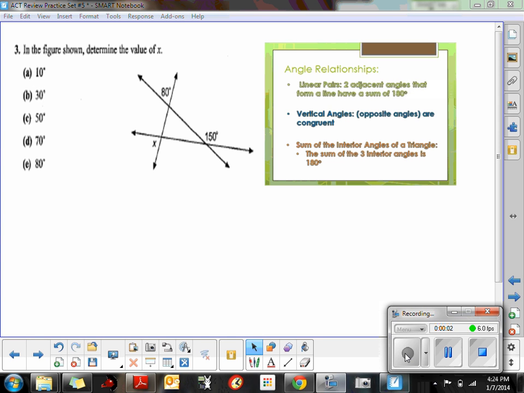Question 3 asks, in the figure shown below, determine the value of x. Because x is an angle measurement that you can see we're trying to measure there, we're going to use some angle relationships to help us find that. The angle relationships that we're going to use are these three here.